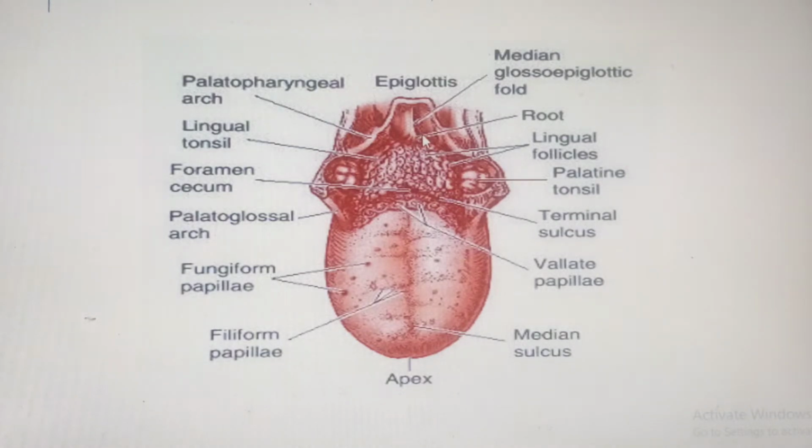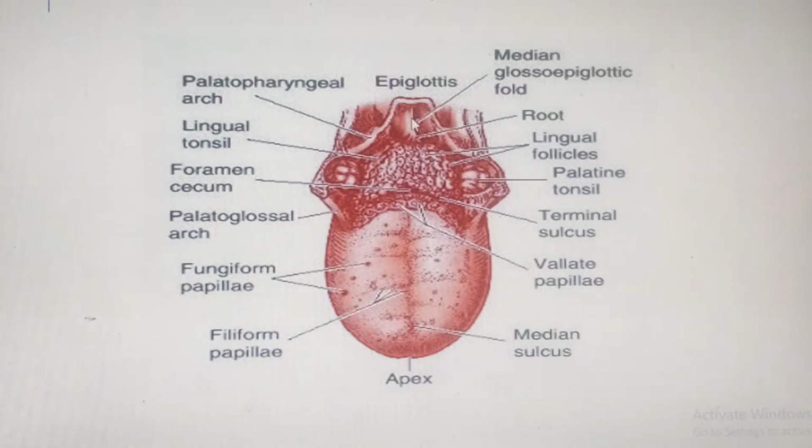Now if you look at the root of the tongue, immediately behind it I have the epiglottis, that elastic cartilage of the larynx. Over there, what we find is that there are folds. There are two groups of folds that we find. One of them is called the median glossoepiglottic fold. Yes, median because it's found in the midline, and it's between the posterior one third of the tongue and the epiglottis.